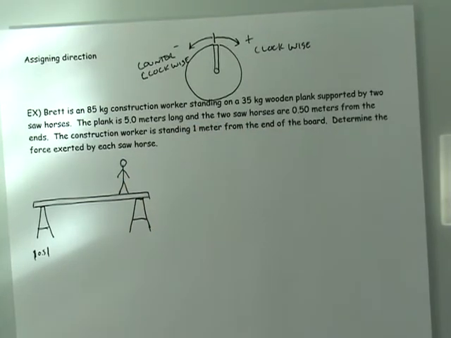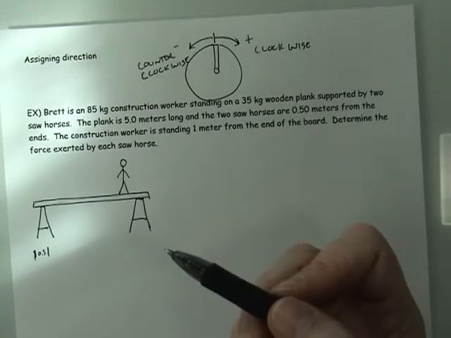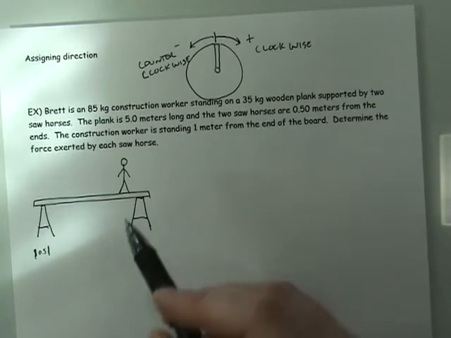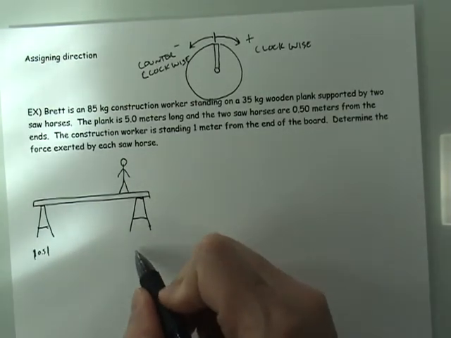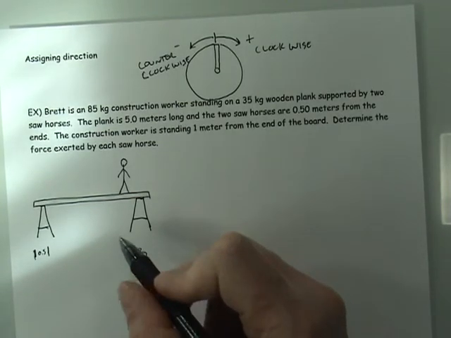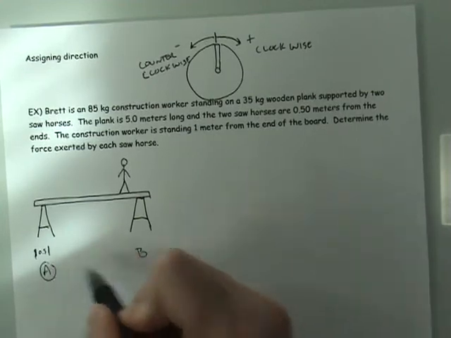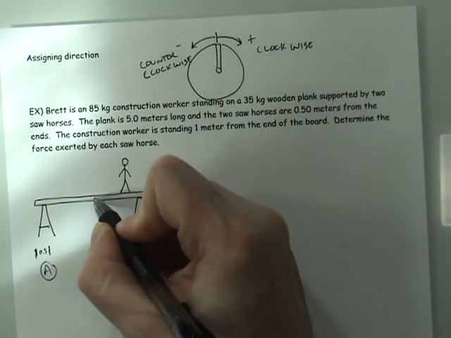So there's the person. And then there's one more thing to think about, and that is the board itself. This board is experiencing 4 forces. One is the weight of this person pushing down on it. Two is this sawhorse pushing up, which we're going to call sawhorse B. And then the second one is this sawhorse here, which we're going to call sawhorse A. That's 3 forces, and then the last force is coming from the center of mass.